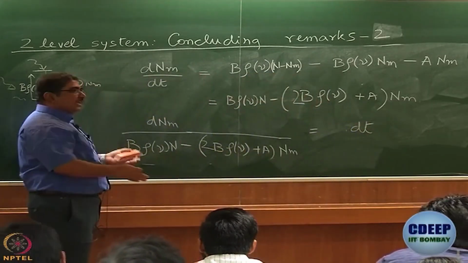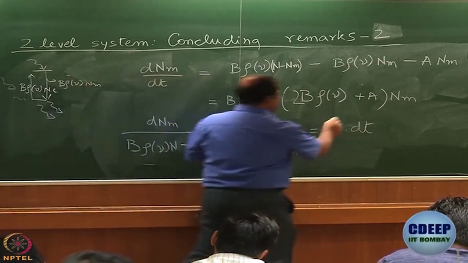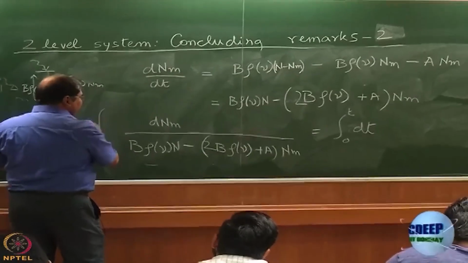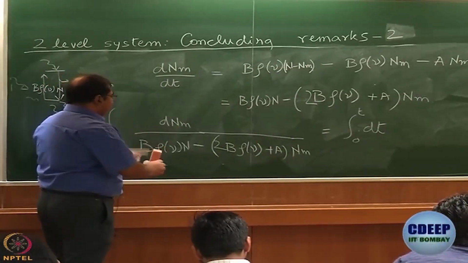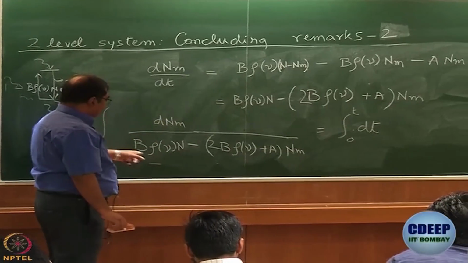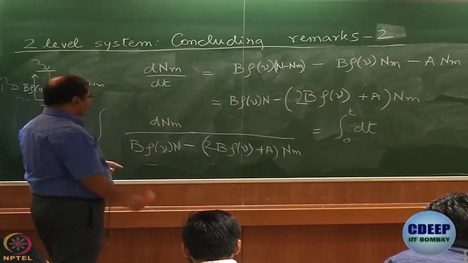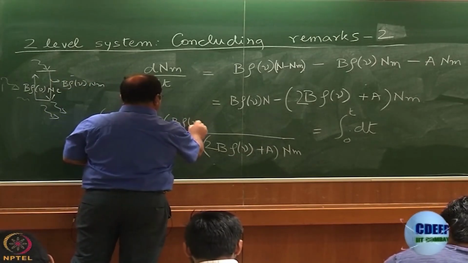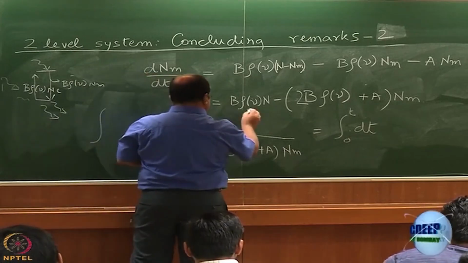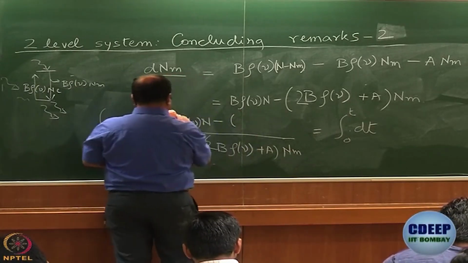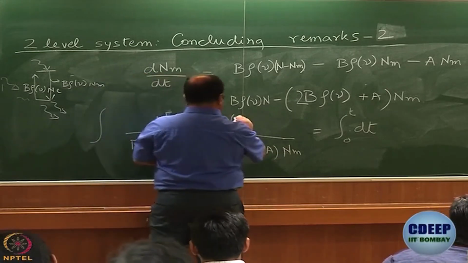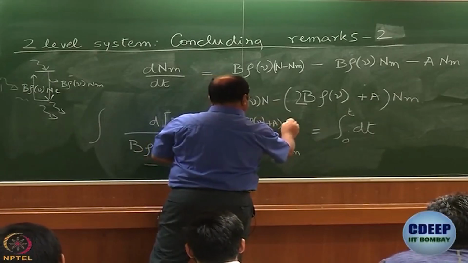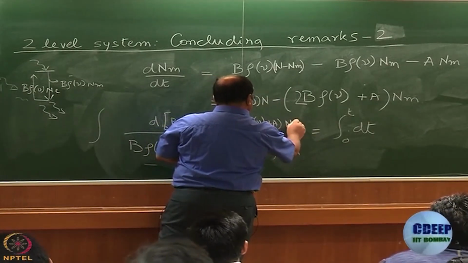Now, then of course I'll integrate, right? I'll integrate the right hand side between 0 and t, and I'll integrate the left hand side also. But before I do so, let me write this dNm as d of this. So I can write this as d of B rho nu N minus (2B rho nu plus A) Nm.